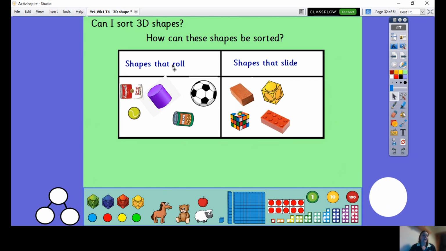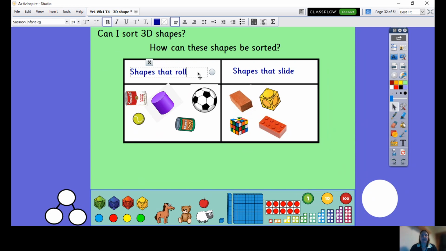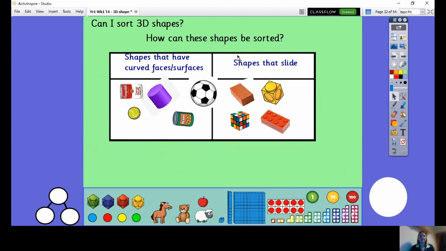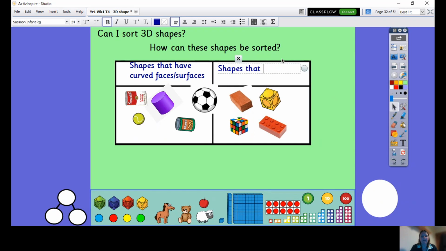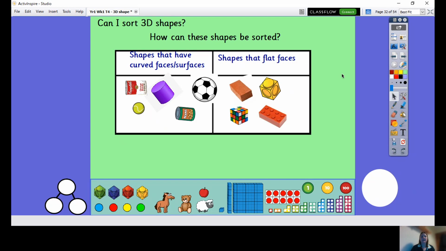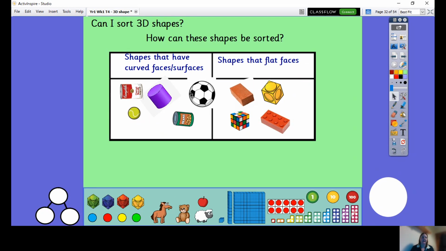Or again, another way we could do it, we could say shapes that have curved faces or surfaces. And here shapes that have flat faces. Okay, so I've sorted them two different ways, thinking about that.